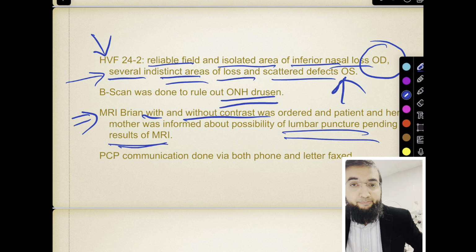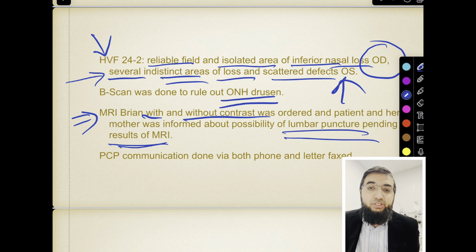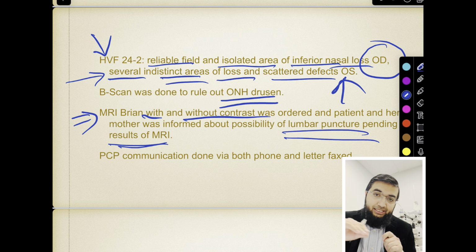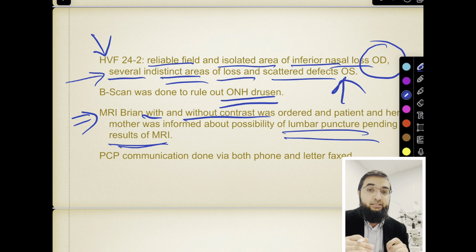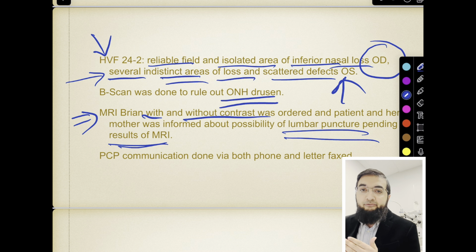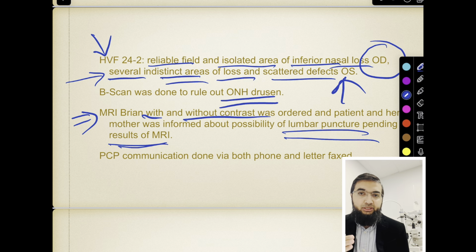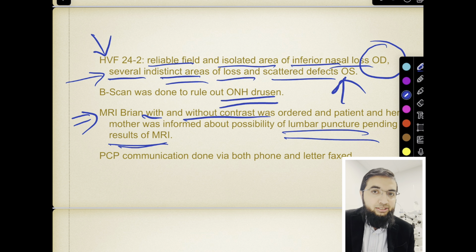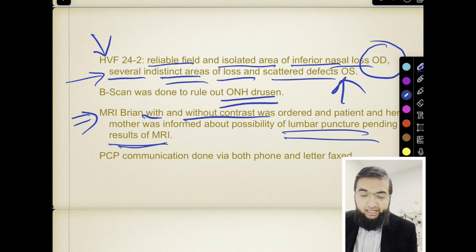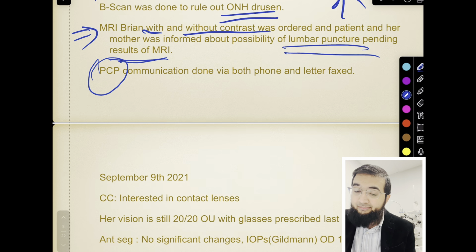Lumbar puncture is a tap in the back to see the CSF pressure. CSF is cerebrospinal fluid. We love to see that pressure because it has a lot to do with this kind of swelling and with many other related conditions that can cause a similar presentation. We also communicated with the primary doctor, PCP, and here we go.